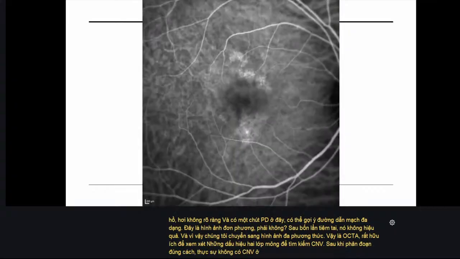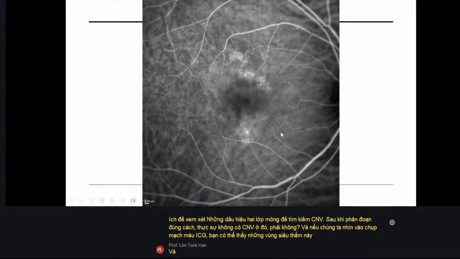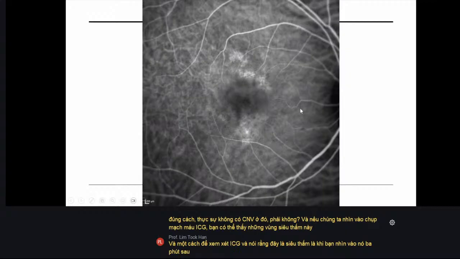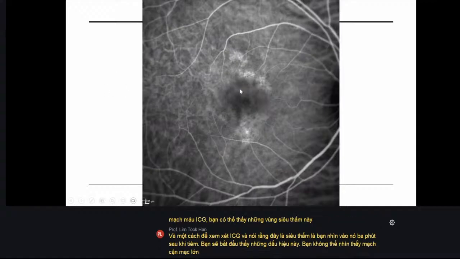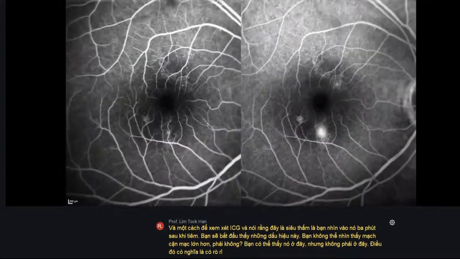And if we look at the ICG angiogram, you can see these areas of hyperpermeability. One way of looking at ICG to say that this is hyperpermeability is that you look at 3 minutes after injection of ICG, and you start to see that you can't see the larger choroidal vessel, right? You can see the larger choroidal vessel here, but not here. That means there's leakage obscuring the larger choroidal vessel.